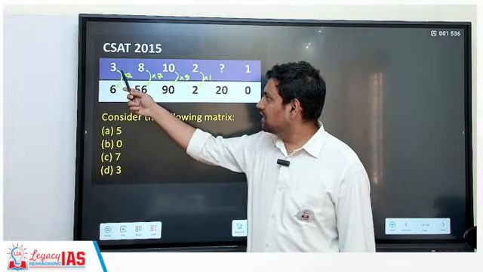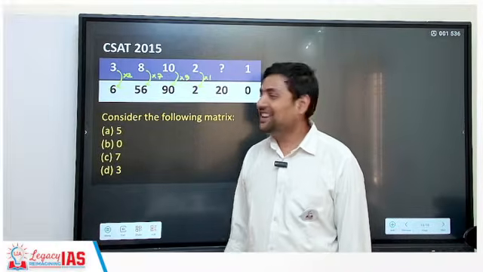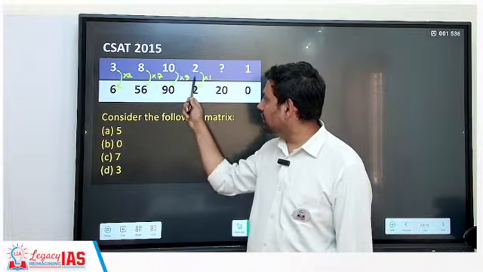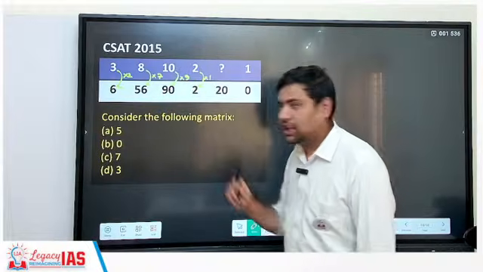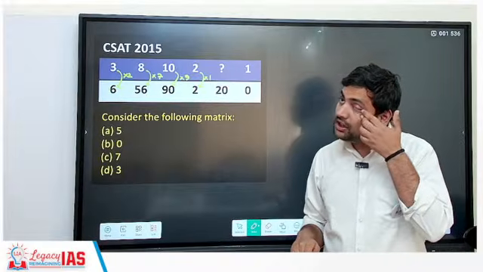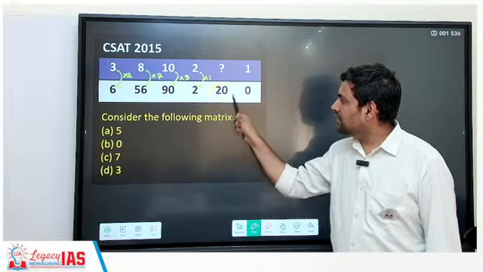You are multiplying this number by a number 1 less than it. Correct? This is the pattern. So 3 into 2 is 6, 8 into 7 is 56, 10 into 9 is 90, 2 into 1 is 2. Then what is the number? When you multiply it with a number 1 less than it, it gives you the answer 20.